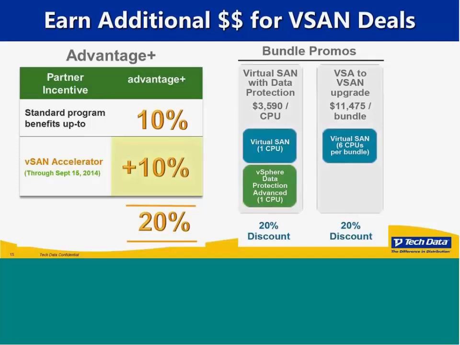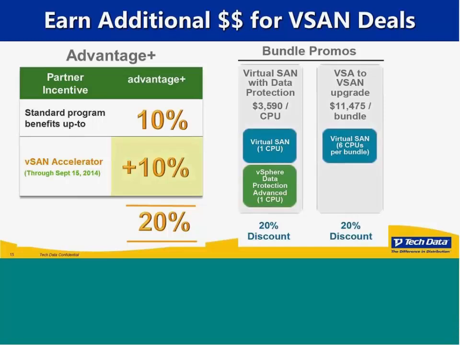On the promo side, you can earn your additional money this way. There's obviously the Advantage Plus registration for deals over 6K. For enterprise partners, you'll be eligible for 10% discount on net new licenses. Pro partners, 2%. There's also a vSAN accelerator going on through September 15th. That's an extra 10% off on your vSAN for a total of 20% off the front end of your net new licenses. Please keep in mind, of course, that does not count towards support, just the net new licenses.